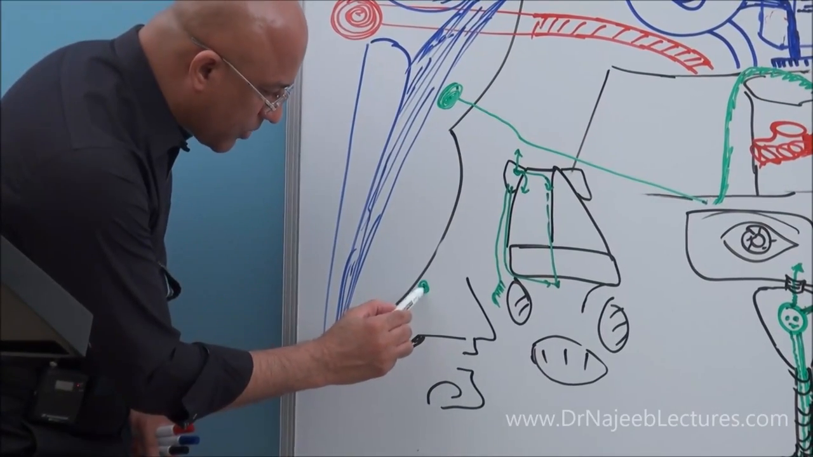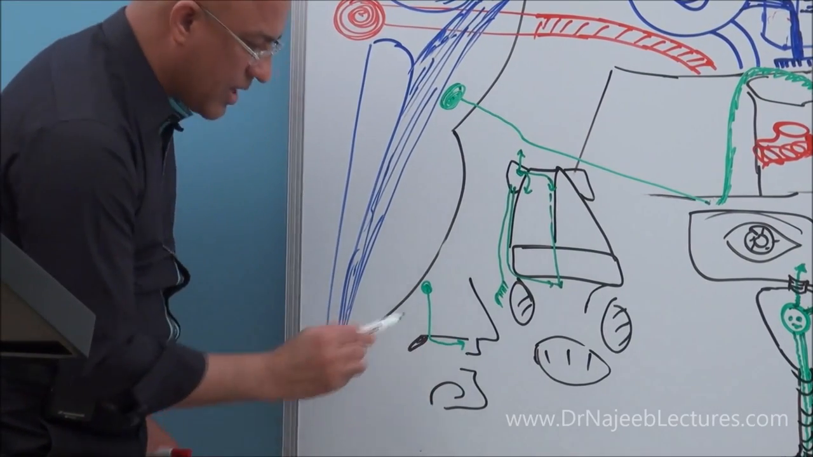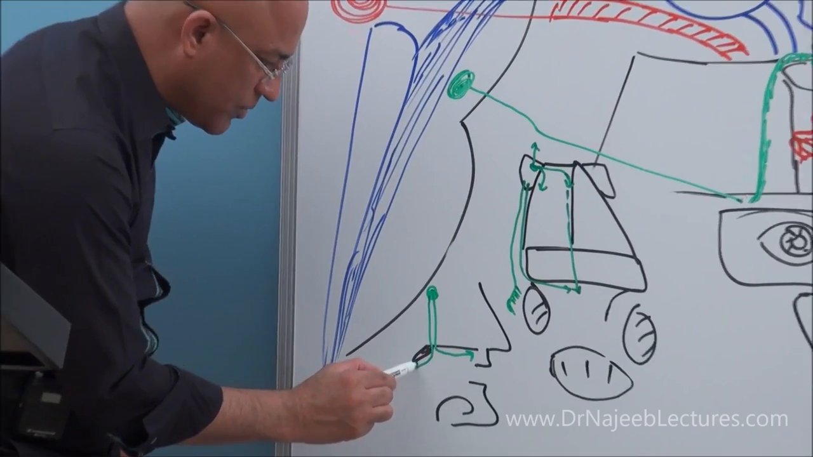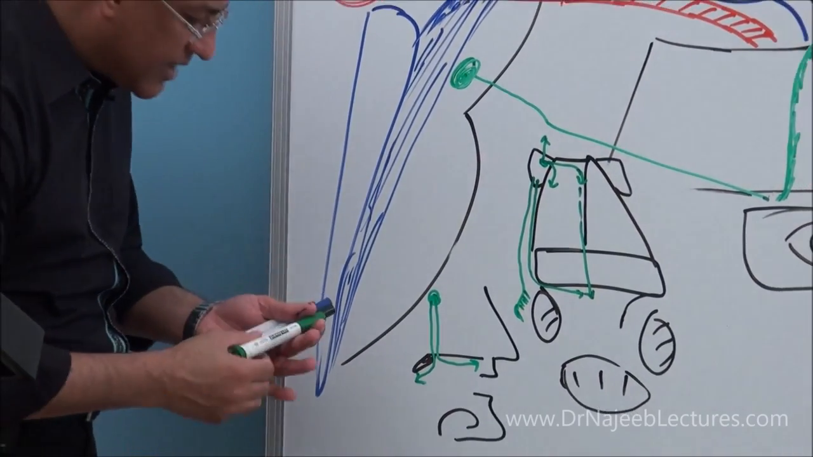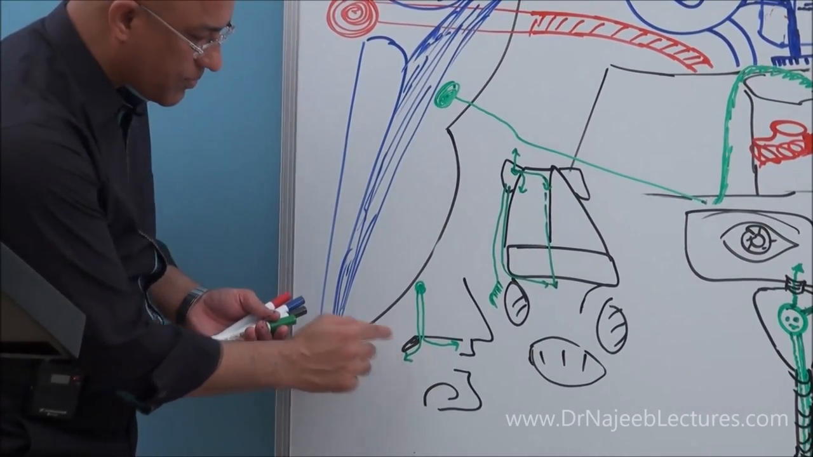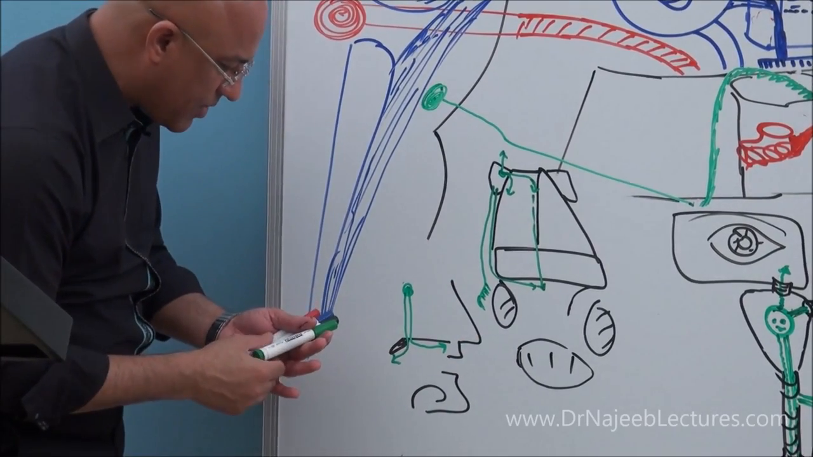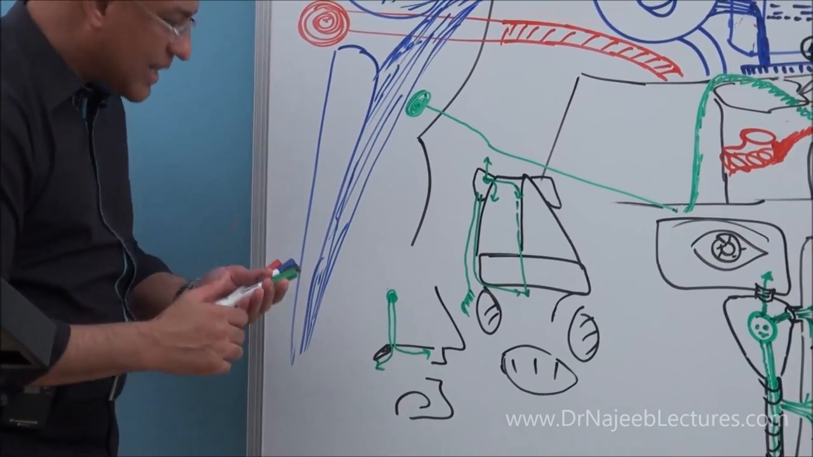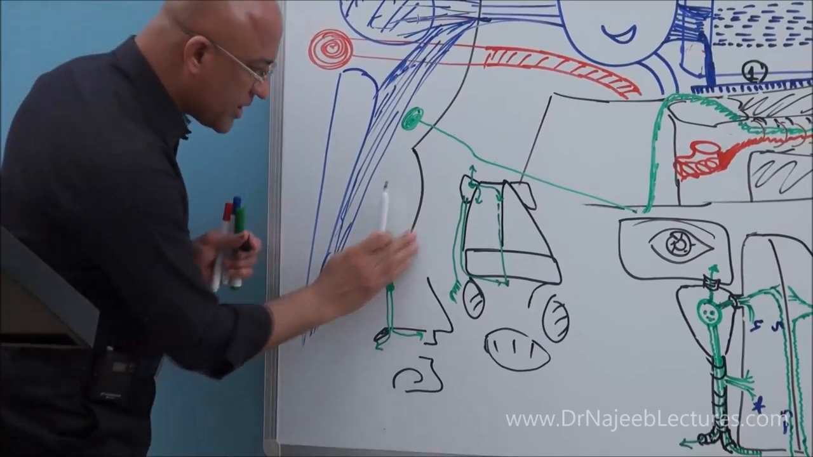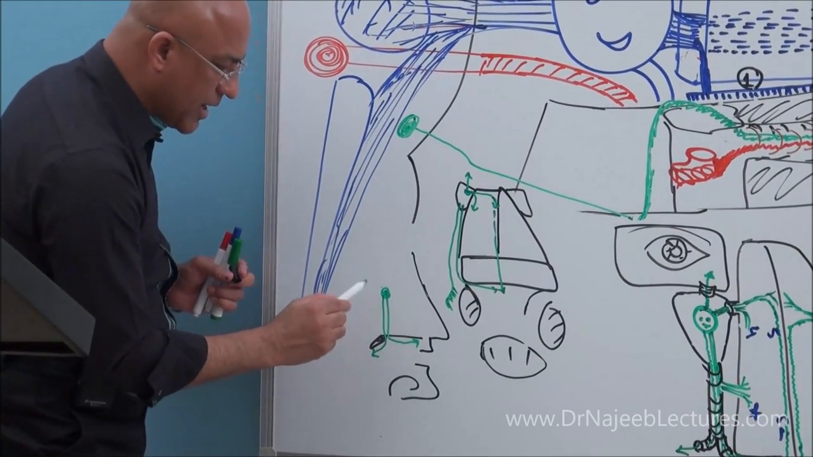Greater palatine nerves will come down and move anteriorly. Lesser palatine will come down and move posteriorly. And lesser palatine will supply, what is this? Tonsil. And lesser palatine will also supply soft palate. Clear? Yes.